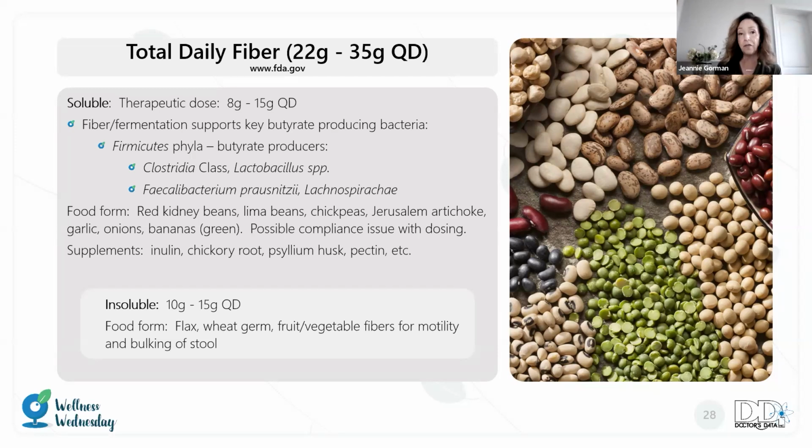You can find it in food form here with these listings like beans and chickpeas and artichoke, but you can also find it in supplement form. Inulin, chicory root, psyllium husk would be the top 3 in my mind, and then apple pectin would probably be 4th. So keep that in mind with patients across the board, even when they're not on a probiotic. This is for the health of the microbiome.